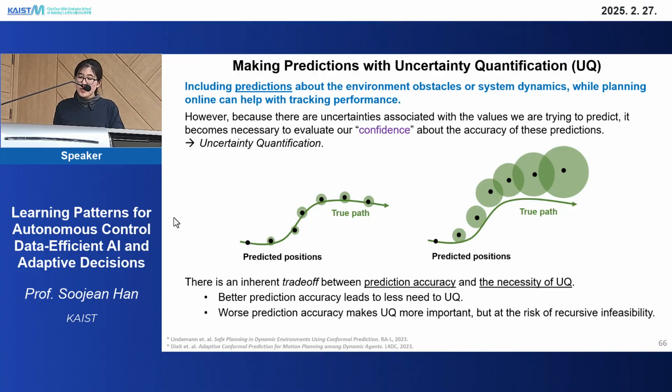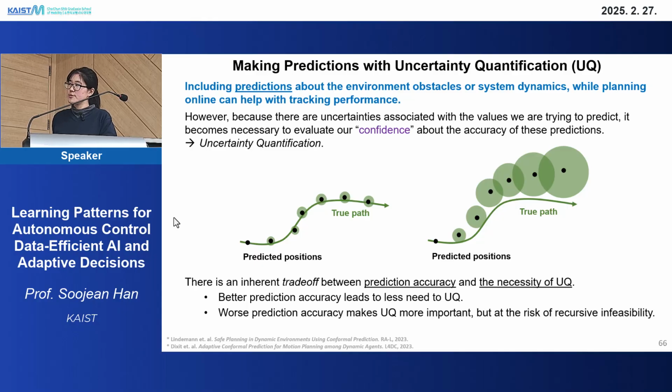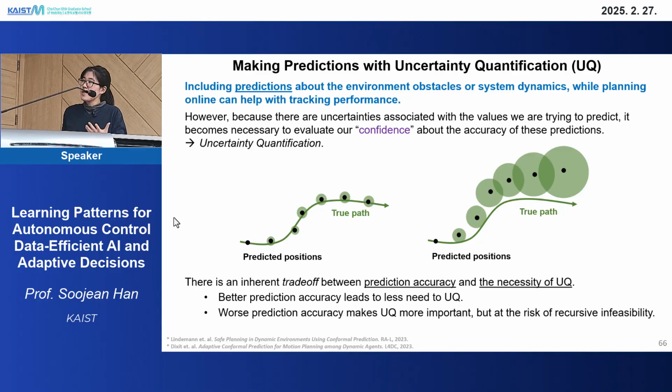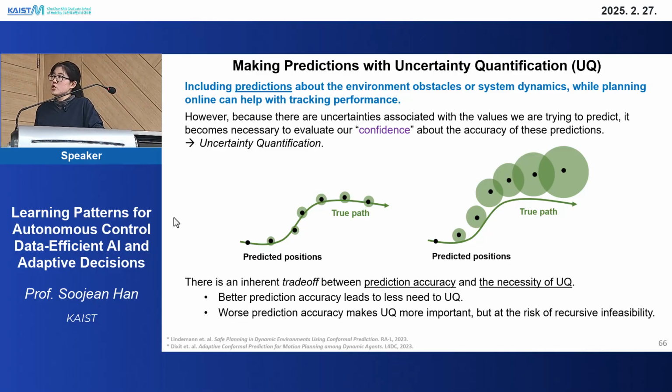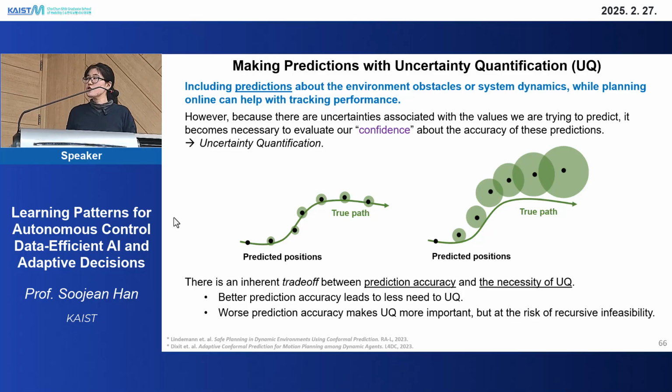So there's an inherent trade-off between prediction accuracy and the necessity of uncertainty quantification. Because if you have a good prediction model, you probably don't need uncertainty quantification too much. But if your prediction model is pretty bad, then UQ will probably help you a lot.